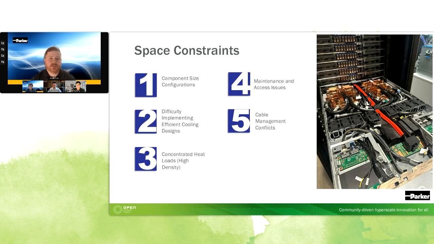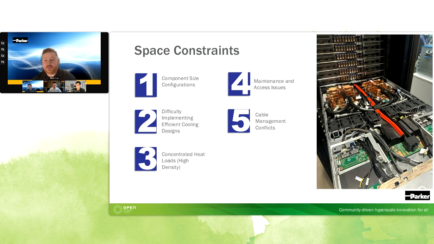The next slide is just 5 keys that we will take a look at for space constrained areas. So the first thing that we wanted to talk about is just component size and configuration. You do not have a lot of space in any of these rack manifolds. As Elvis kind of mentioned, we're adding more cold plates to them every day. Number 2, you also have a lot of inefficiencies within those designs. So you require specific physical space for these liquid cooling applications that just doesn't exist right now.